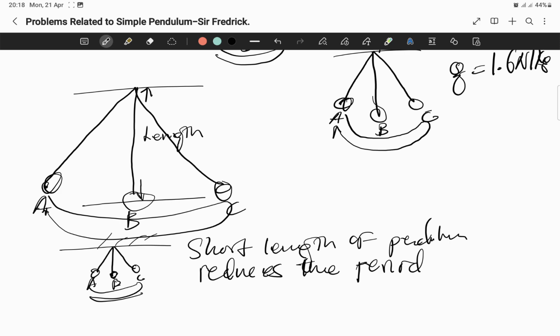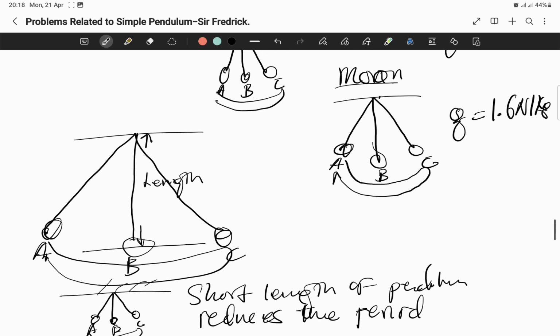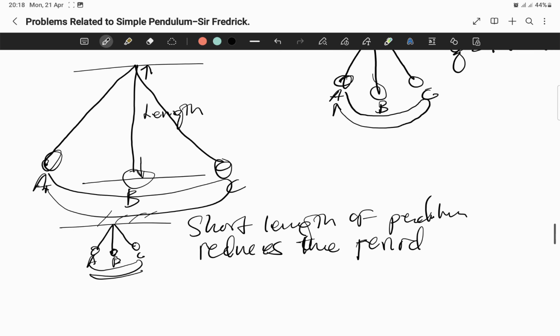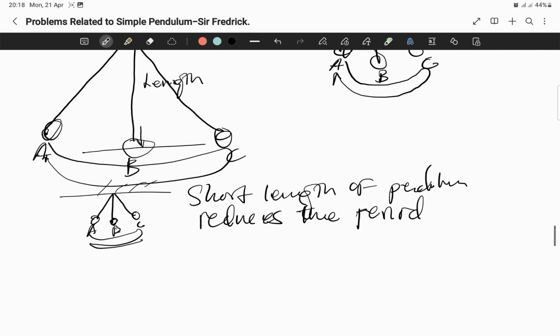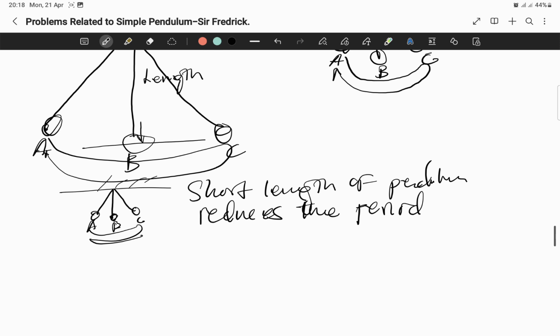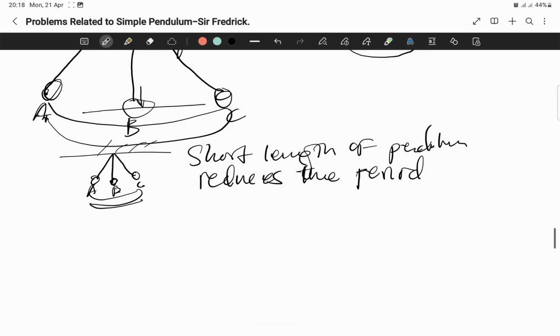This is because it takes time for the bob to move from point A through B, C, and back to A, while a short length of the pendulum reduces the period of the pendulum. This is because it moves faster due to the short string attached to the bob. So this is how these two factors affect the length of the pendulum. So explain this in your exams and you get them correct.